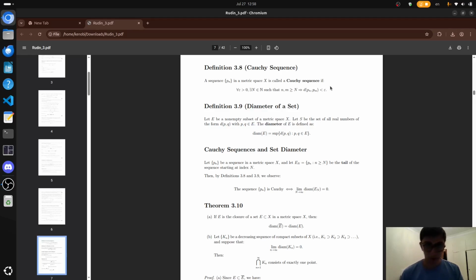And the interesting part that we'll see later is that a Cauchy sequence converges in Rk and some other metric spaces, and every convergent sequence is a Cauchy sequence. So we define the diameter of a set to be the supremum of the distance between P and Q for every P and Q in E.